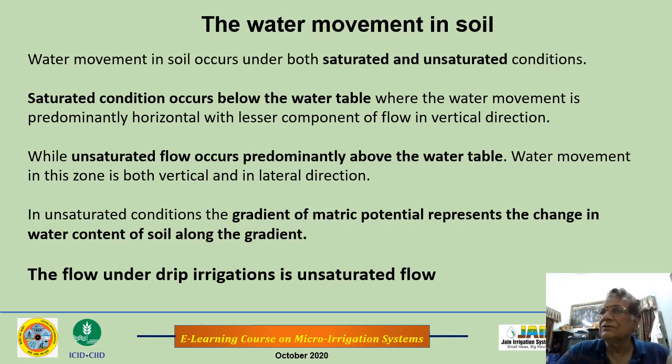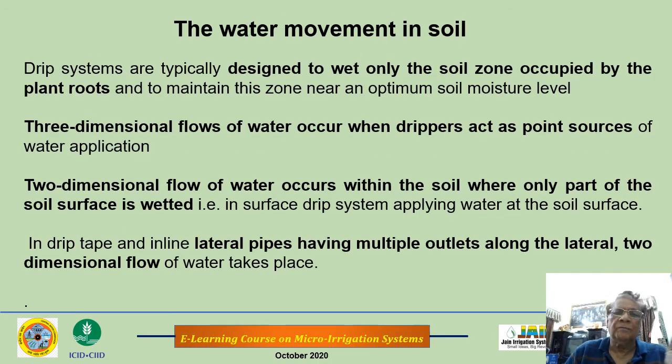To begin with, the flow under drip irrigation is unsaturated flow. Let's try to understand saturated flow a little more. We'll come to that later. Drip systems are typically designed to wet, as I told earlier, only the soil zone which is occupied by the plant roots. And the soil moisture is maintained at an optimum level. What is that optimum level? Around field capacity.